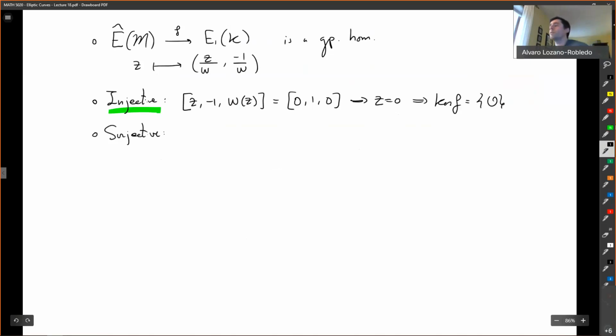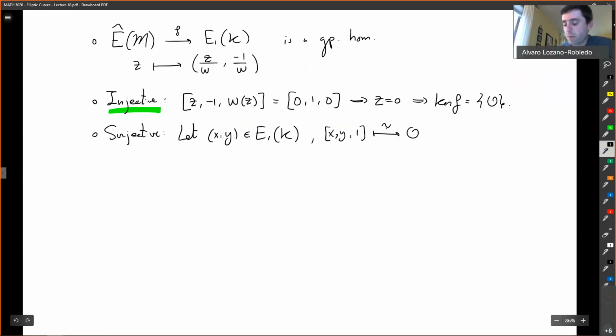So how about surjective? I need to pick an element in the target. So let's call this point (x, y) on E1, such that, well, it's in E1, so (x, y, 1) must map, under reduction, to O.